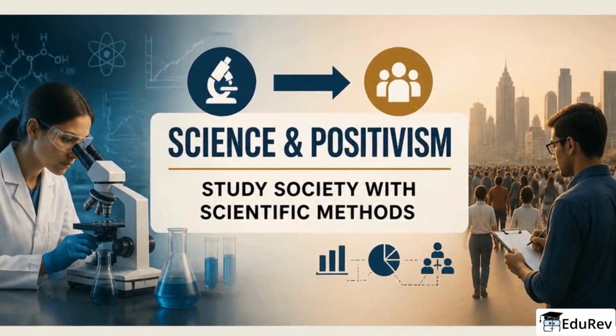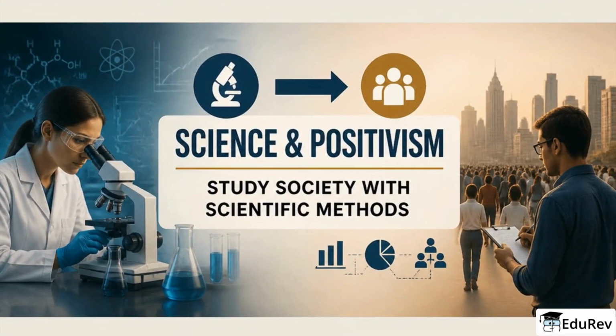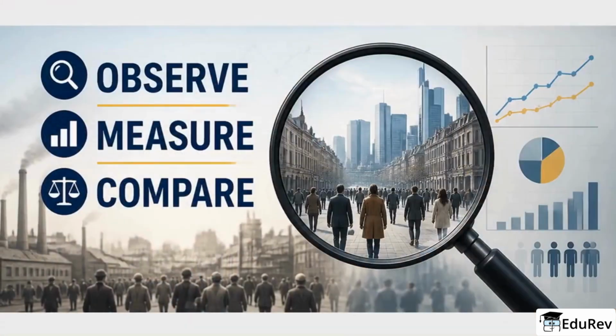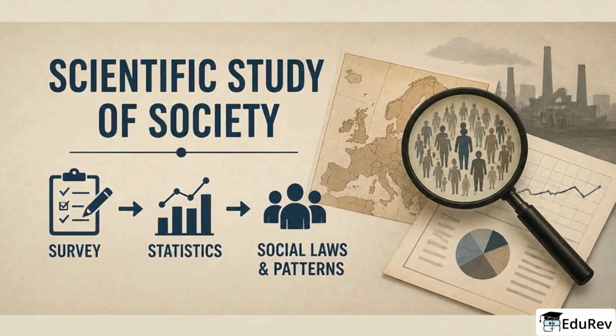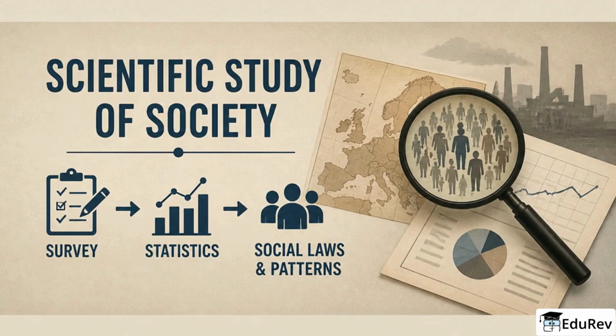Now look at science and positivism. The success of natural sciences inspired people to study society with similar methods. Think of social life as something that could be observed, measured, and compared, not just debated philosophically. This scientific temper led to survey work, statistics, and attempts to discover social laws and regularities.